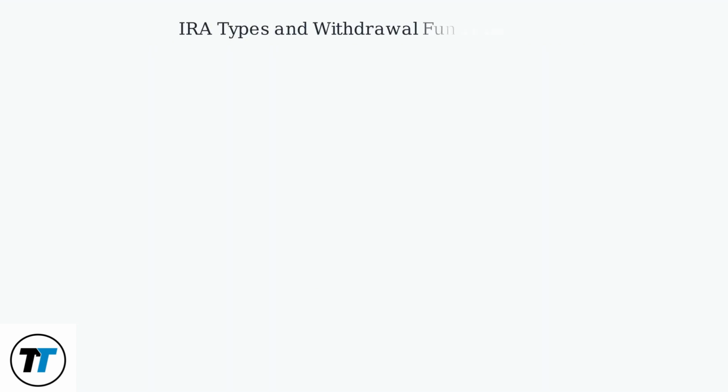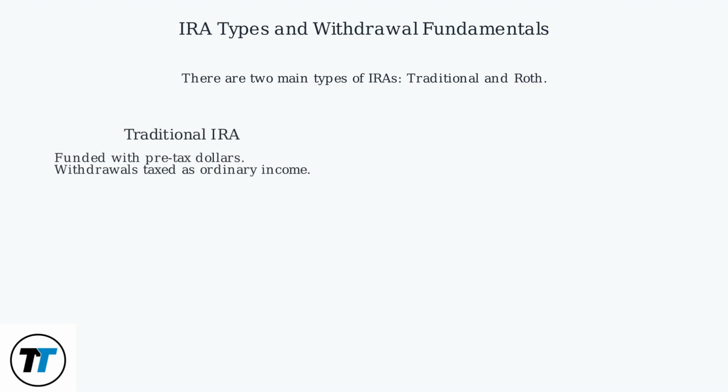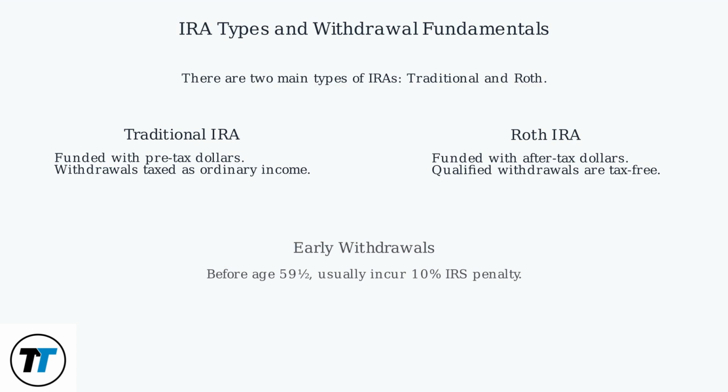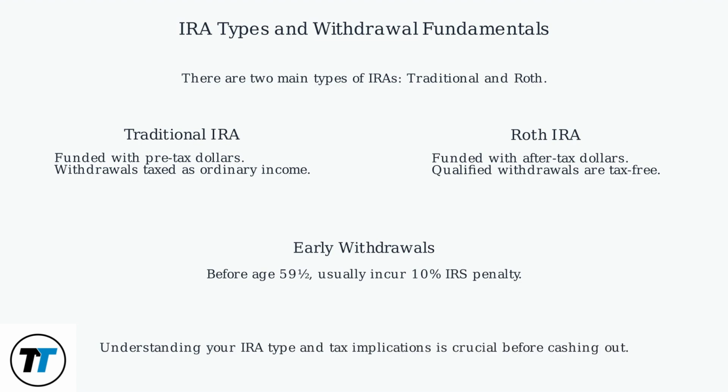There are two main types of IRAs, traditional and Roth. Traditional IRAs are funded with pre-tax dollars, and withdrawals are taxed as ordinary income. Roth IRAs use after-tax dollars, making qualified withdrawals tax-free. Early withdrawals before age 59.5 usually incur a 10% IRS penalty. Understanding which type you have and the tax implications is crucial before cashing out.